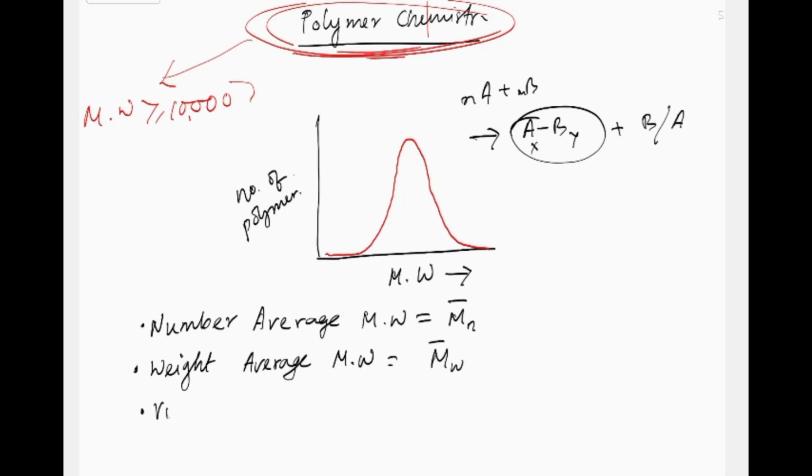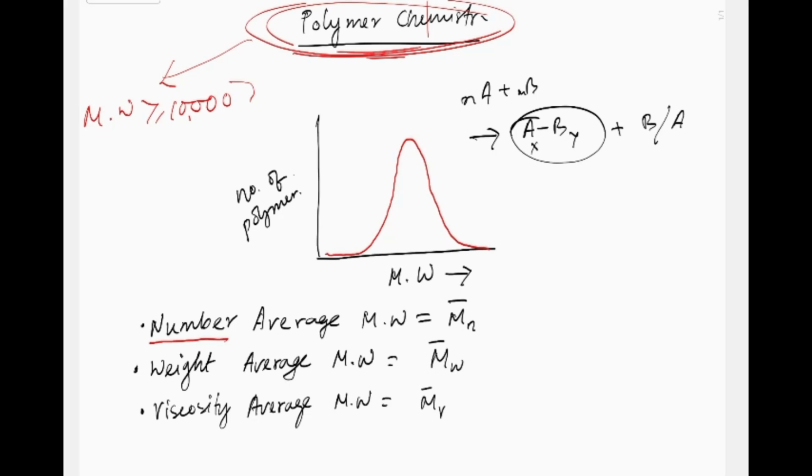There is another, viscosity average molecular weight, termed as Mv, right? So what are the formulas, how can we determine these, and what are the definitions of these average molecular weights? From the name itself you can understand that it is number average. That means the number of molecules having a certain molecular weight is the majority. That is called the number average molecular weight.